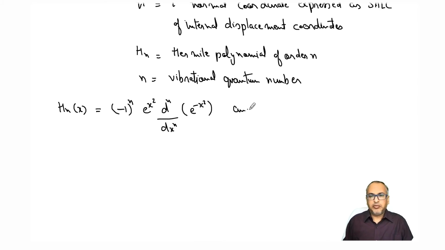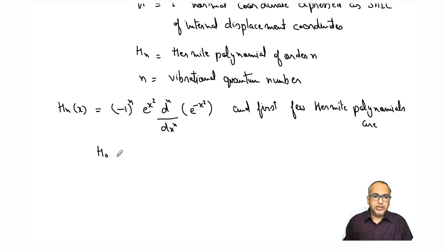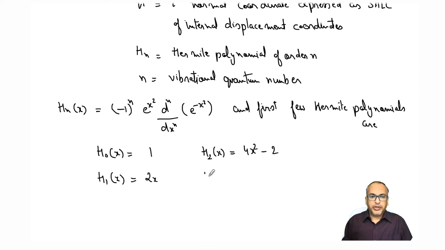So the first few Hermite polynomials are, so let's try to write down. So h0 of x is 1, h1 of x is equal to 2x. You can calculate it yourself, it is easy. I'm just giving you the first few so that we don't need to calculate every time. Then h2 of x is 4x square minus 2, h3 of x is 8x cube minus 12x.